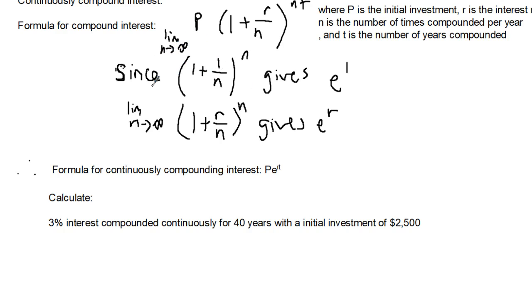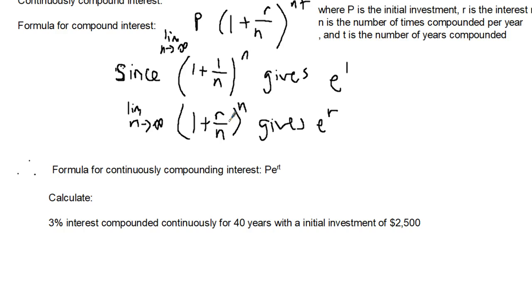So since the limit as n approaches infinity of 1 plus 1 over n, to the n power, gives e to the first power, then the limit as n approaches infinity of 1 plus r over n to the n power gives e to the r power, right? Because this r is your rate. So there's a different asymptote whenever you have the rate on the top, and it will be a different number than 1.